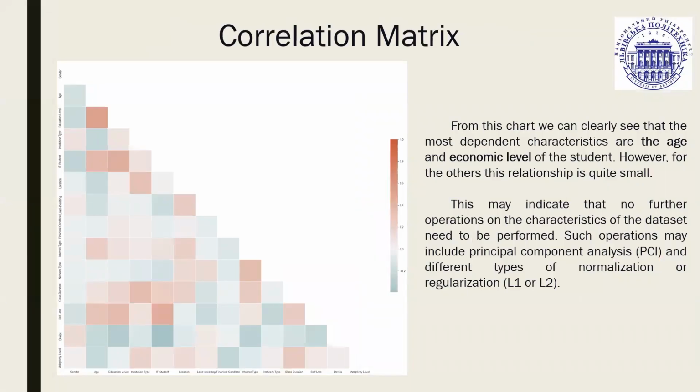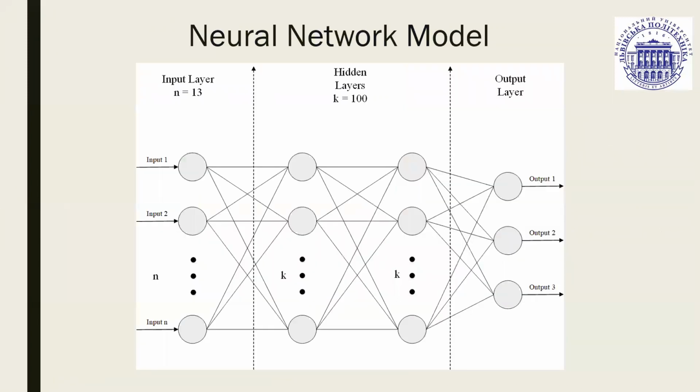Now, the correlation matrix. From this chart, we can see the most dependent characteristics are education level and age. However, for the others, this relation is quite small. So we can conclude that no further operations on the features of the dataset need to be performed. Let's take a look at the model that is used in this work.